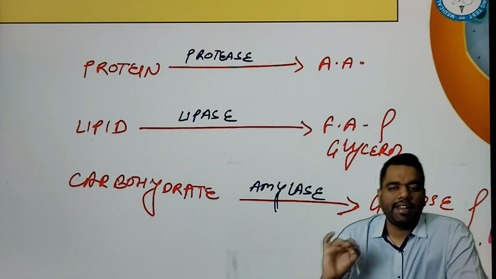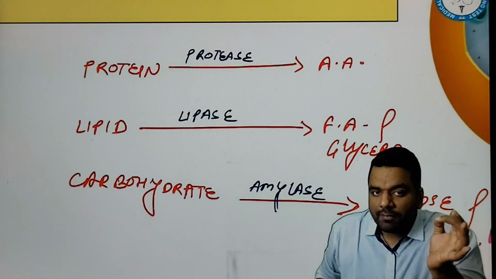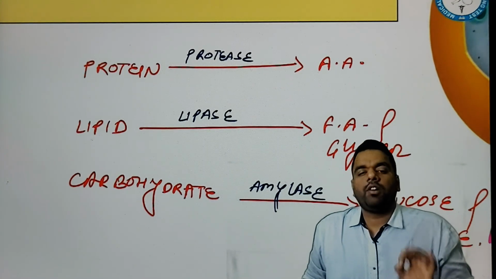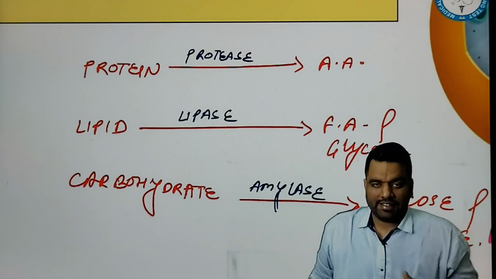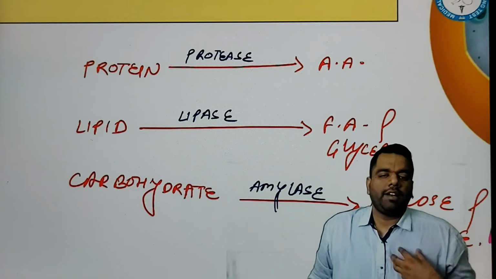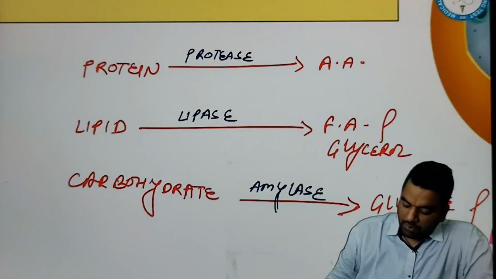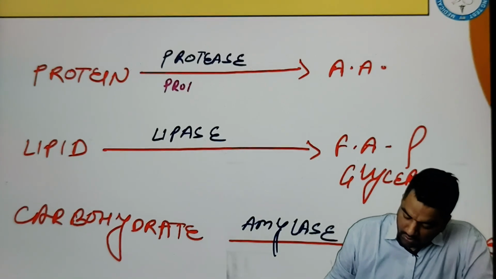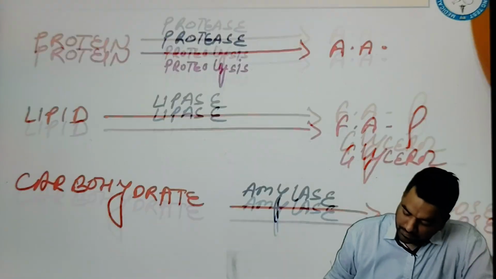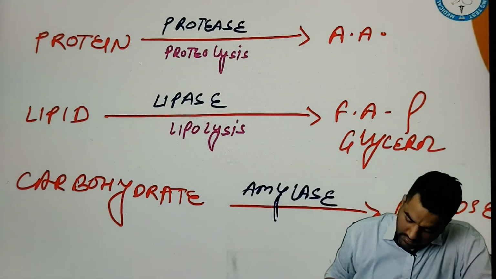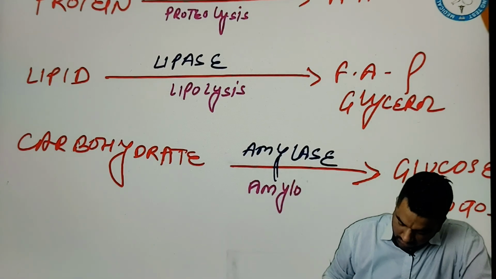Protein is breaking. Guys, anything that breaks inside the body, we use the word lysis. Okay? So whatever breaks inside the body, we use the word lysis. Like if the RBC is breaking down, hemolysis. If lipid is breaking down, lipolysis. Protein is breaking down, proteolysis. Glucose is breaking down, glycolysis. So this is how we use the word in all of these conditions. So this protein breaking function we call proteolysis, lipolysis, and this we call amylolysis.